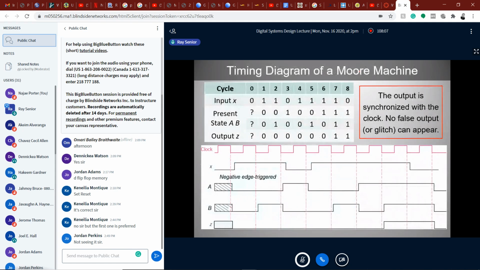All right, so verify for the final timing diagram. I want you to verify that this works in the same way that all the others worked before. You need to verify them for yourselves.